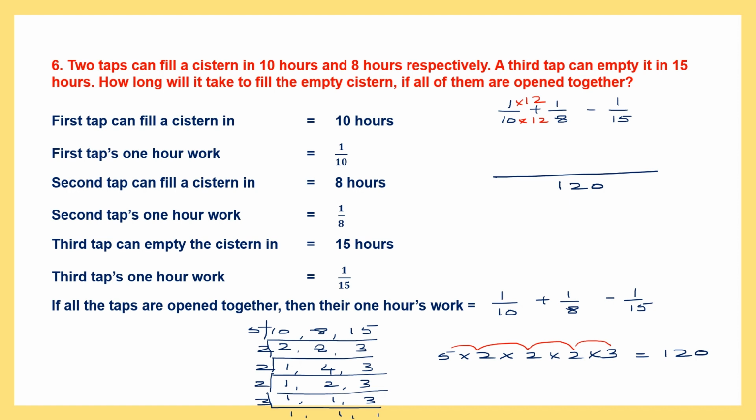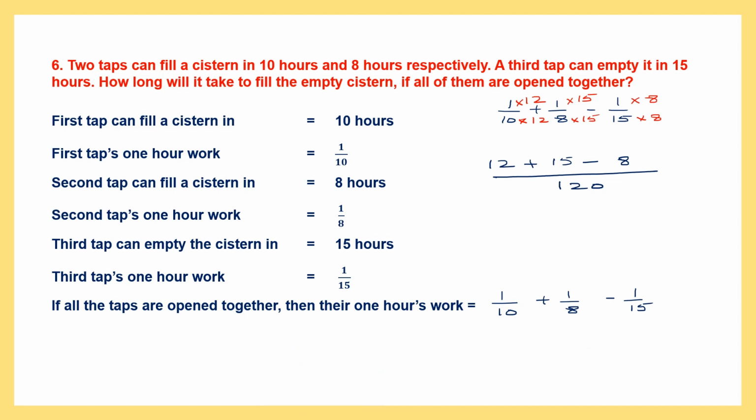1 into 12 is 12 plus, now 8 into what is 120? 8 into 15 is 120. So multiply this also by 15. So 1 into 15 is 15. Minus, remember this is minus. Now 15 into 8 is 120. So multiply 1 into 8. 1 into 8 is 8. So this will be 12 plus 15, that is 27. 27 minus 8 is 19. So this is 19 by 120. So here we get 19 by 120.